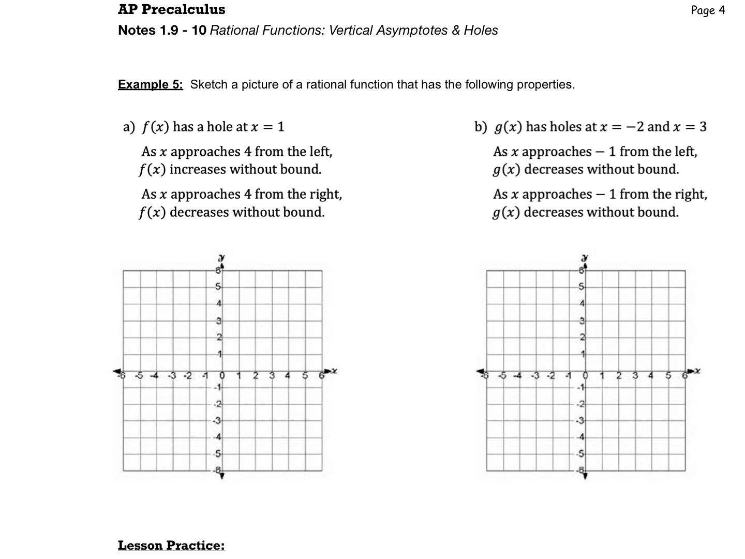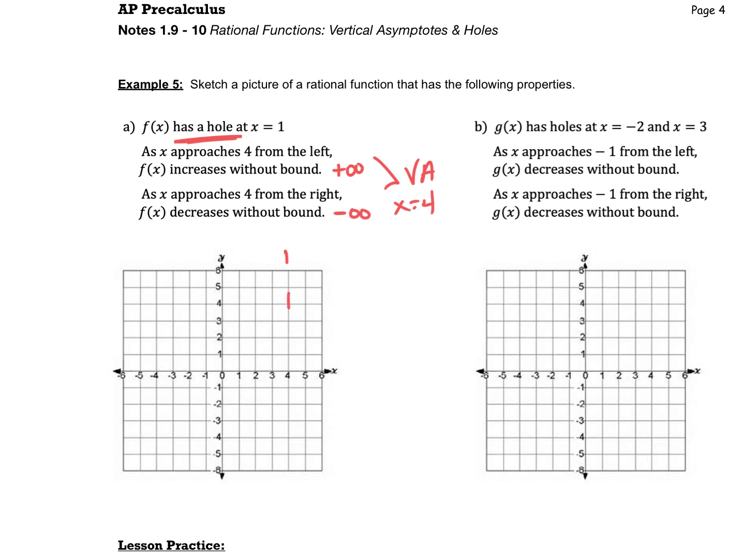If we take a look at this one, first of all, it tells me that f of x has a hole at x equals 1. Well, that's good to know. We've definitely got a hole. Then it goes on to say, as x approaches 4 from the left, f of x increases without bound. That means it goes towards positive infinity. As x approaches 4 from the right, it decreases without bound. That means it's approaching negative infinity. This means we have a vertical asymptote at x equals 4. So let's draw that in.